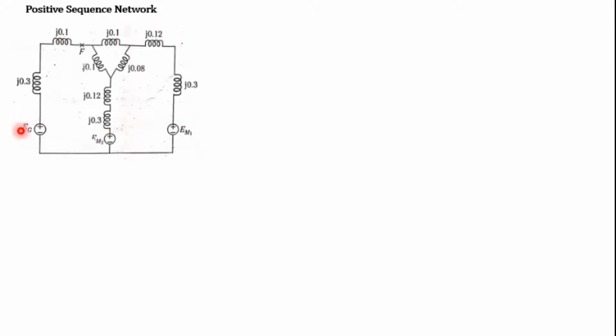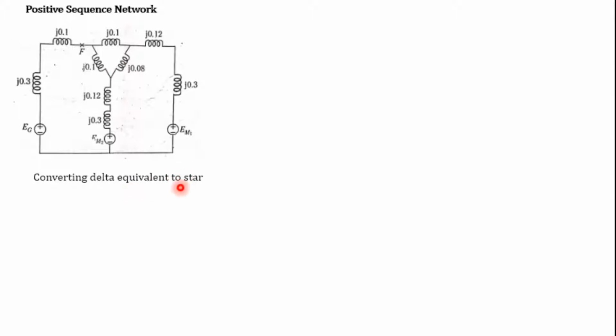And the source of EMF for the generator and motor 1 and 2. These are the positive sequence values. Here there is a fault at this point F, and this portion is connected in delta. It is not possible to find the reactance at the fault point because of this delta, so we need to convert this delta into star and do the realization.